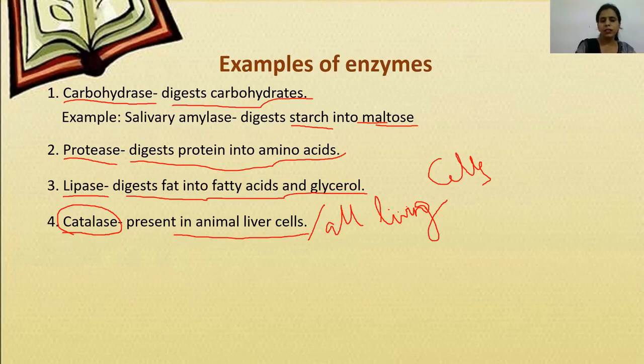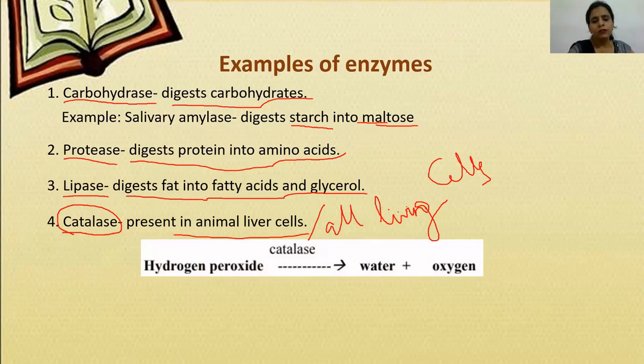Now the function of this enzyme catalase is this: whenever metabolic reactions take place in living cells, a highly poisonous, or highly toxic, byproduct is produced, and that byproduct is hydrogen peroxide. The moment this toxic byproduct is produced, immediately it is supposed to be broken down into water and oxygen.